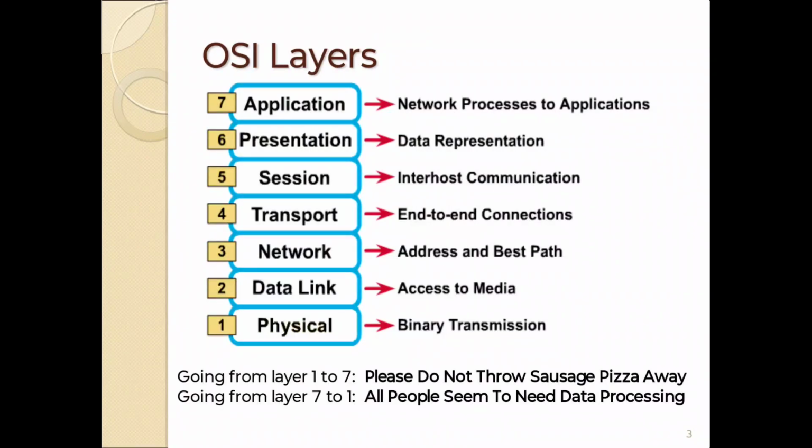OSI layers. In the application layer, we are choosing network processes to applications. In presentation, we are declaring the data representation. In the session layer, we are inter-hosting the communication. In the transport layer, end-to-end connections. In the network layer, address to best path. In the data link layer, we are accessing the media. In the physical layer, we are creating binary transmission.